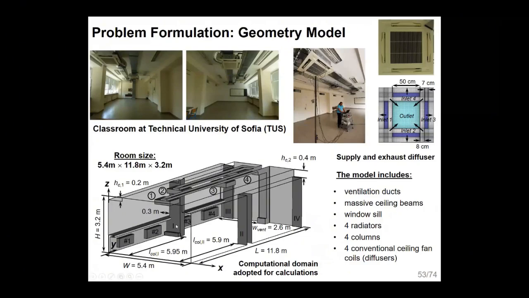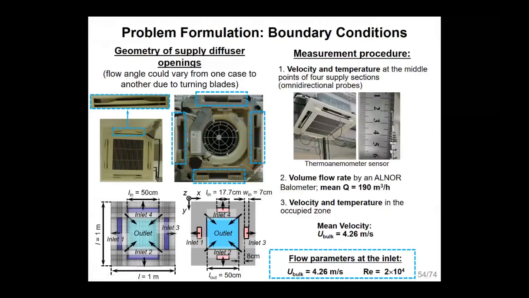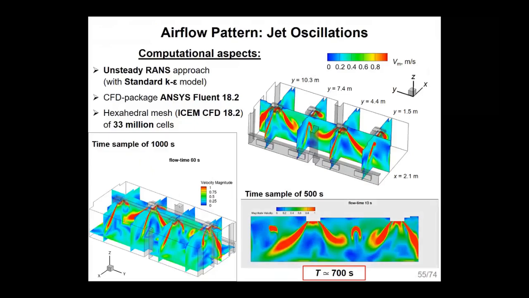Sure, the problem is that the geometry is rather difficult. There are some radiators, there are some columns, and the supply diffuser is also a real supply diffuser, and it is very difficult to reproduce the real conditions. But we tried to do as much as possible in collaboration with them. And here is the result. The result is the problem that I mentioned at the beginning of my presentation.